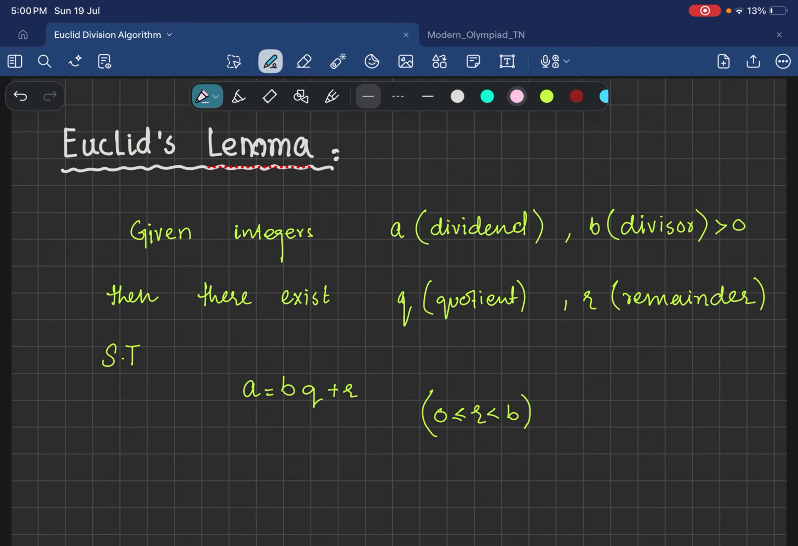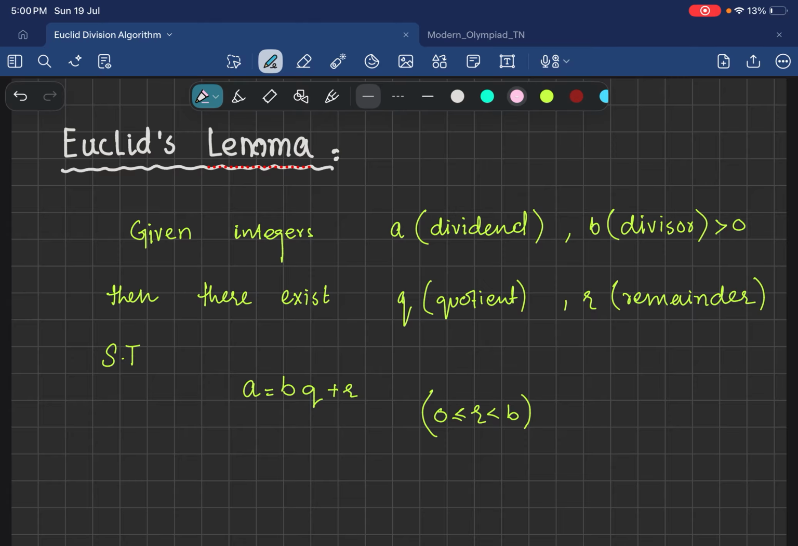Hello guys. So today, in the past few videos, we looked at divisibility and learned a few properties of divisibility: the bounding property, the subtraction property, and we also learned the linear combination property. But all those properties were applicable when the remainder was zero.